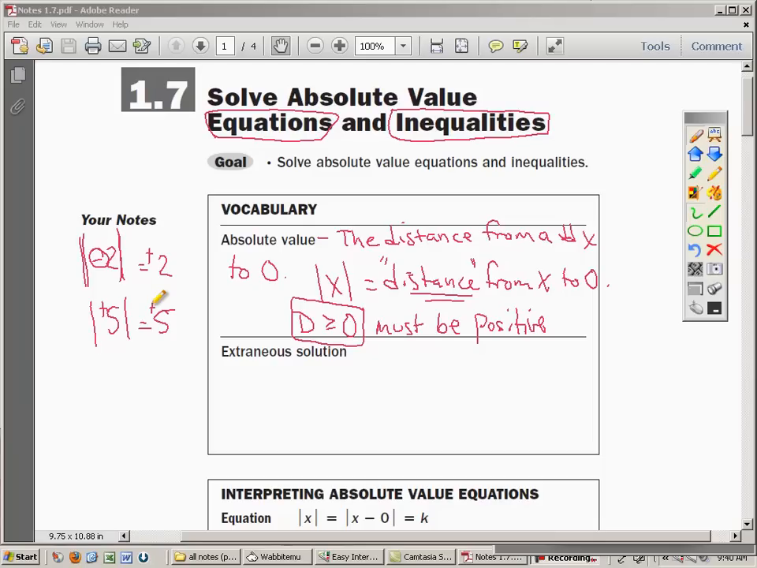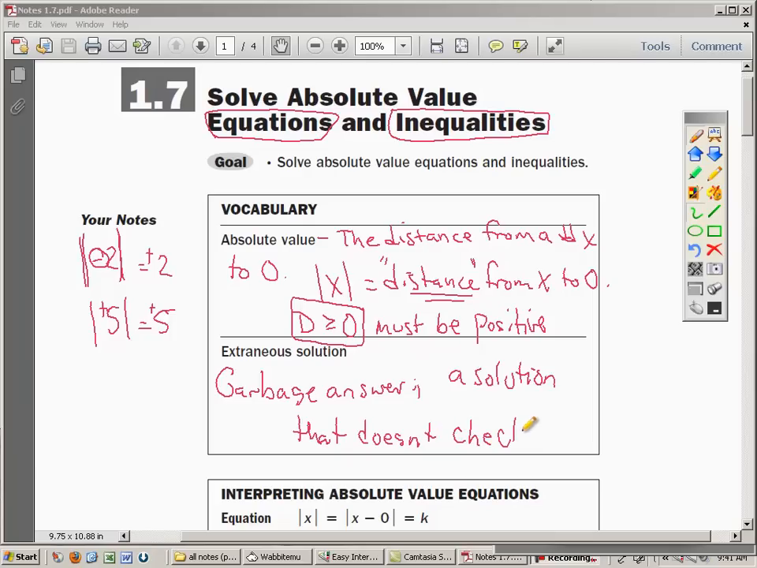An extraneous solution is, another word for extraneous is garbage, all right? And so as we talk about a garbage answer, it's one that we got by solving the problem the right way, but getting a solution that doesn't check. So we're going to say a solution that doesn't check. So as I'm taking a look at a problem, if I solve a problem properly and I get two different solutions, I should always be plugging my answers in and checking.